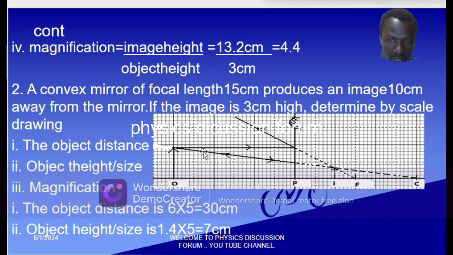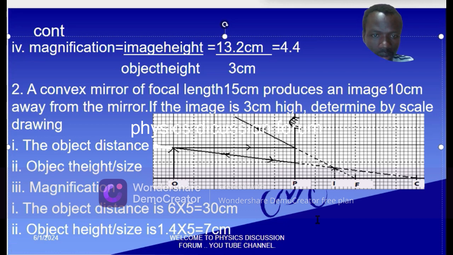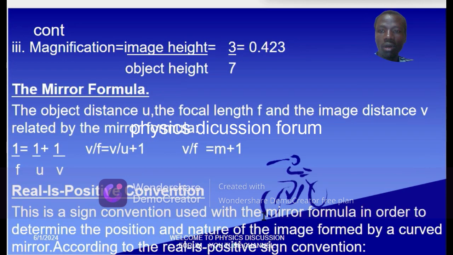So when you use rays accurately, you get the object to be around here. So we can get the object distance. So object distance 1, 2, 3, 4, 5, 6. Then we multiply by the scale that we use. So we get 30 centimeters. Then object height, so it is 1.4. Yes. So 1.4 times 5, we get 7 centimeters. So magnification is the image height divided by object height. 3 divided by 7, you get 0.423.